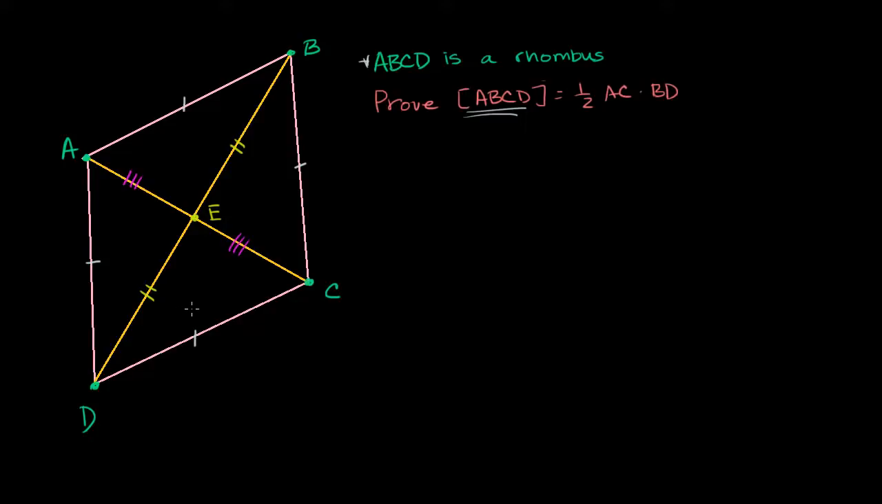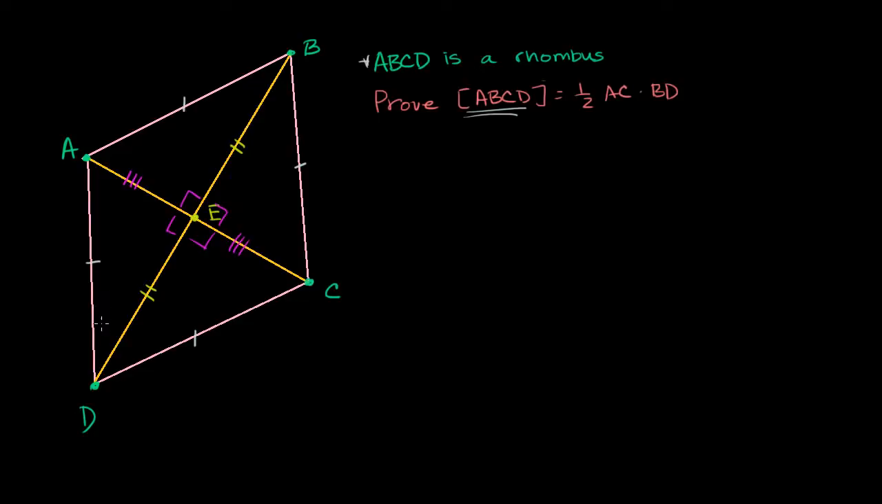We also know, because this is a rhombus, and we proved this in the last video, that the diagonals not only bisect each other, but they are also perpendicular. So we know that this is a right angle. This is a right angle. That is a right angle. And then this is a right angle.